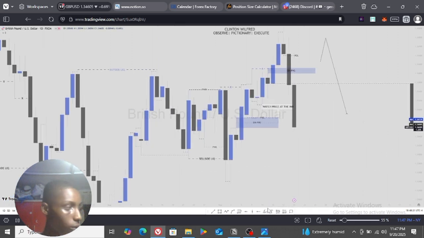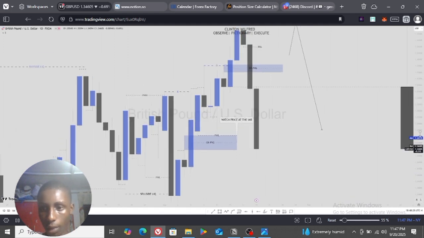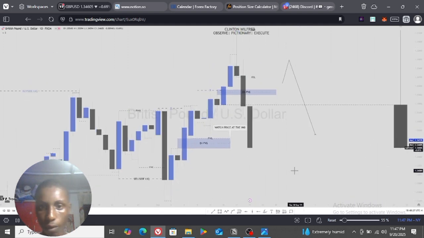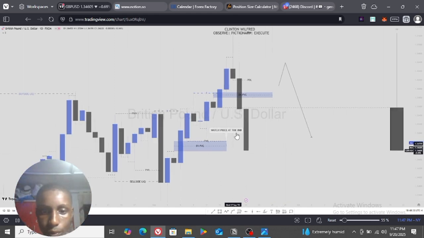So I'll be giving you guys my weekly outlook for next week and also some ideas on how I trade. In fact, my weekly outlook just came. So I'm on British pound, that means GBP USD.